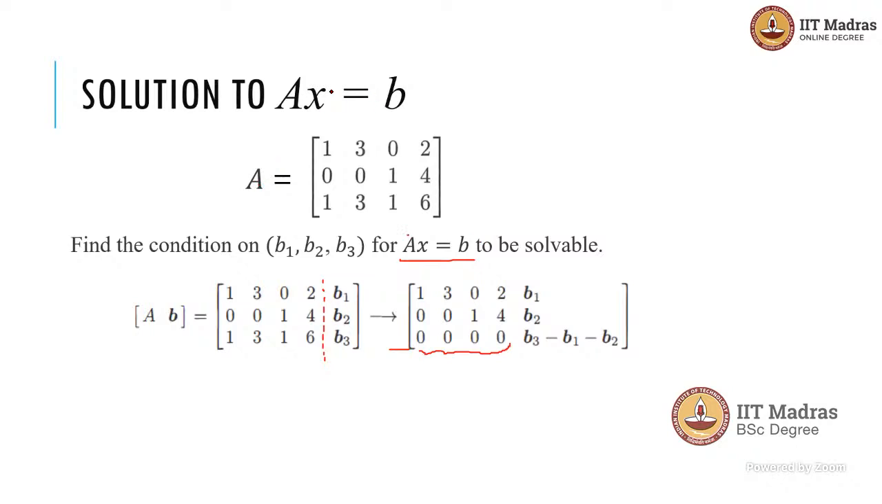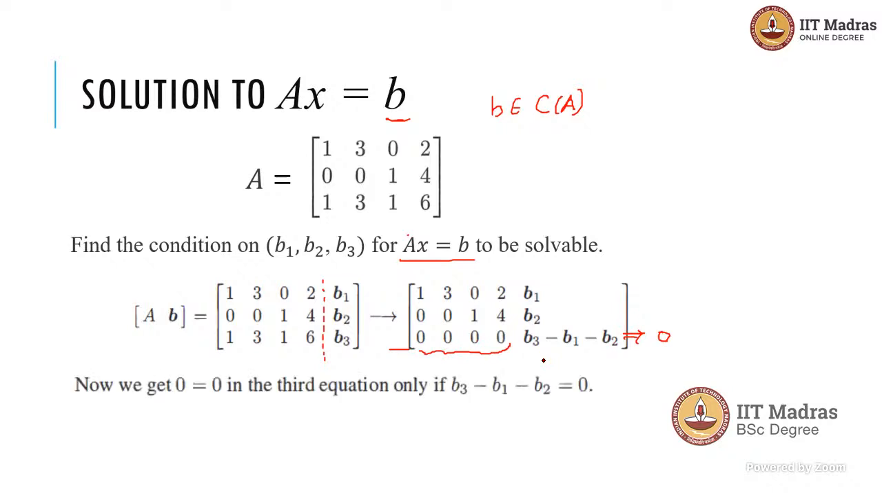So you know that, right? In order to solve this equation, this B vector should belong to the column space of A. That we have seen, only then is there a solution for this equation. So in this given matrix, the condition is B3 minus B1 minus B2 must be equal to 0. When this is equal to 0, all the elements of this row are 0.